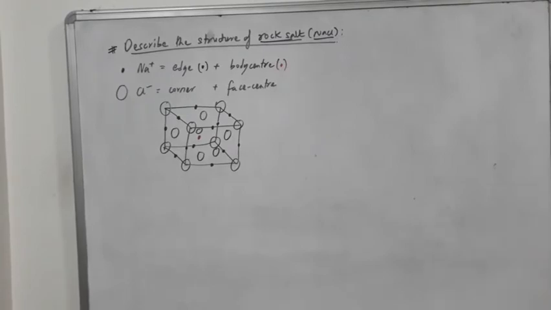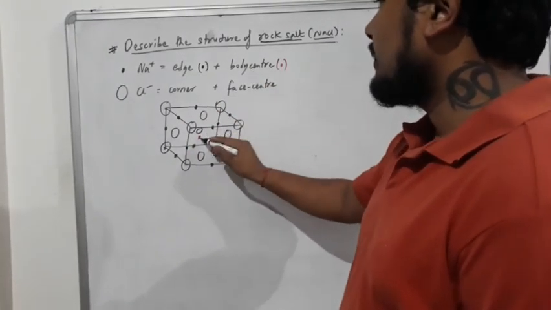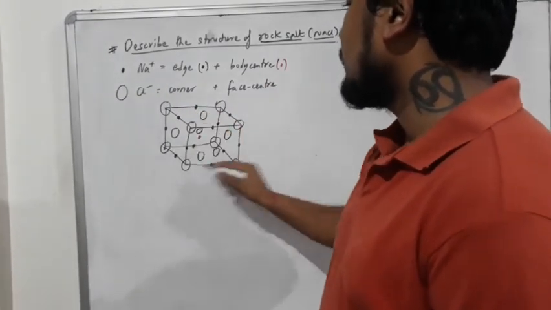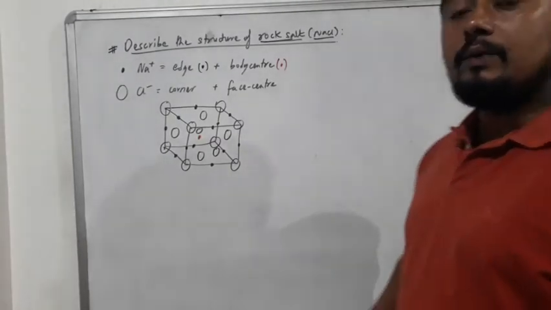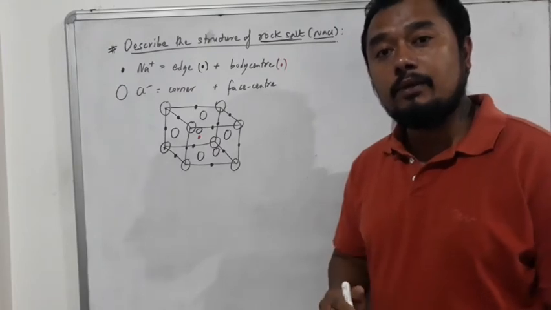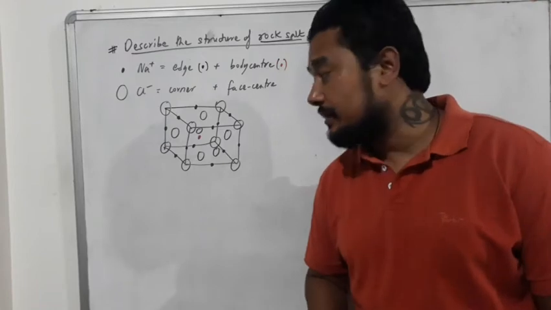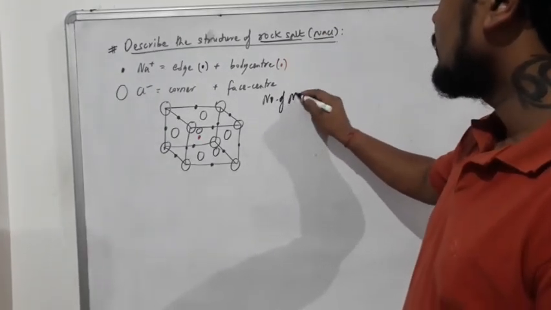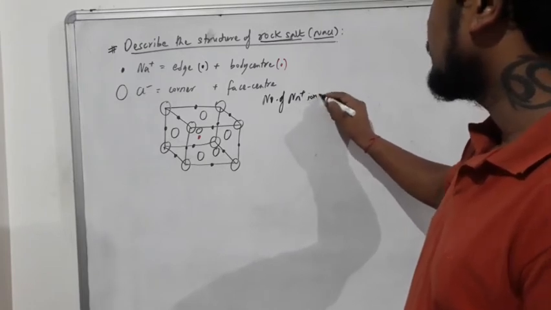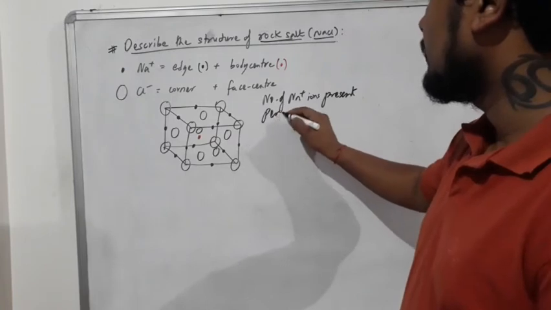chloride ions, students. So now you can see here that sodium are present in the edges, means the midpoint of a length, and in the body center, and chlorine are present in the 8 corners and in the 6 face centers. Now here we have to calculate what is the number of sodium ion and what is the number of chloride ion per unit cell, and even what is the number of NaCl present per unit cell. For that we do the calculation here. So number of sodium ions present per unit cell.